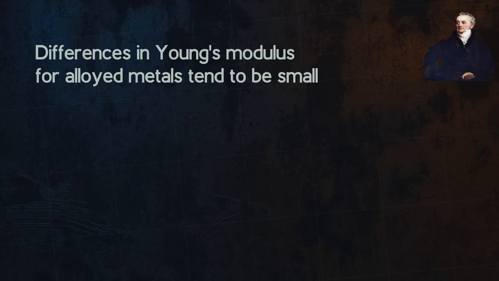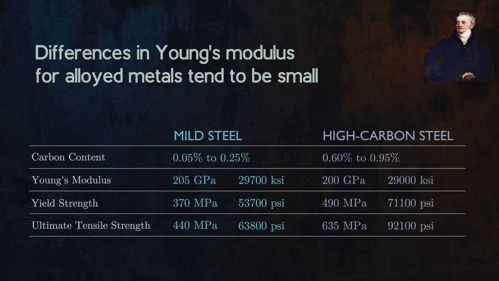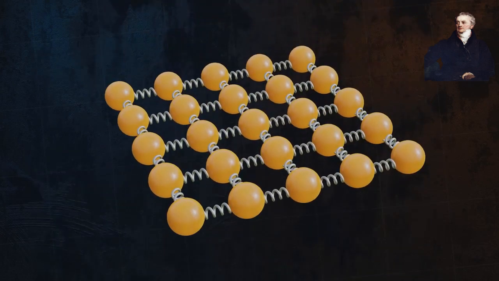Let's take the example of carbon steel. Mild steel and high carbon steel have quite different mechanical properties. Their yield strengths, for example, are very different, and yet they have very similar Young's modulus values, which at first glance might seem surprising. We can explain it using our interatomic bonds model.